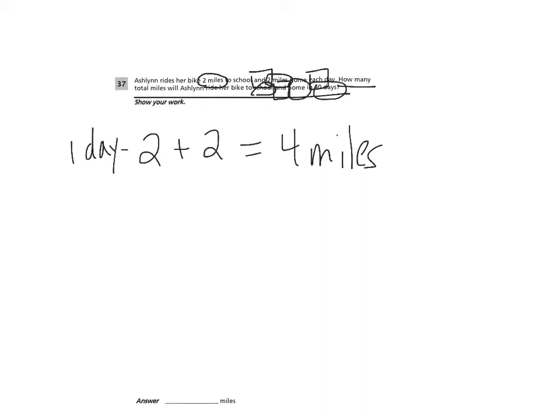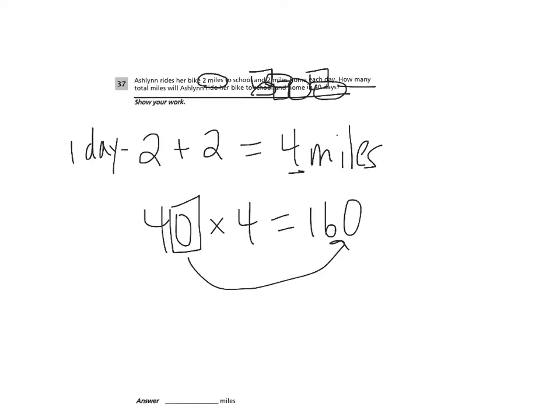So it says, how many total miles will Ashlyn ride her bike to school and home? We already figured that out, in 40 days. So if this is 4 miles in each day, we need to do 40 times 4. Now we know we can box our 0. 4 times 4 is 16, and then we're going to carry our 0 to the end. So we already have our units written down at the bottom, so 160 miles. We had to put the there and home together.